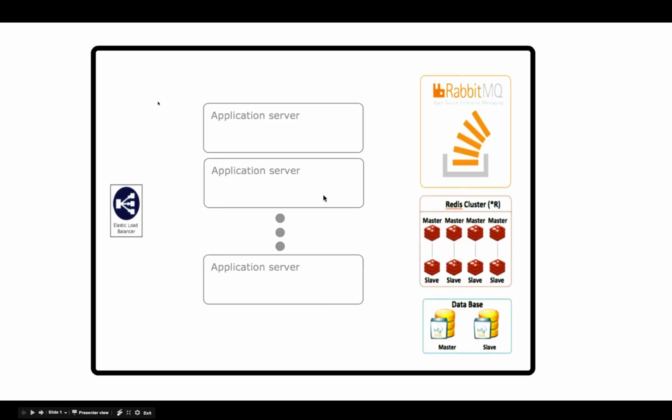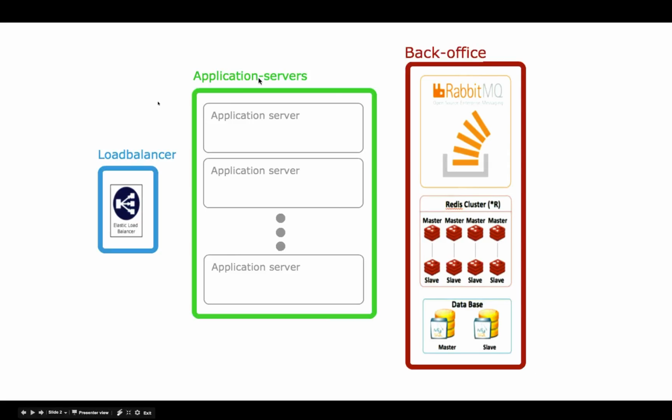The way that we've broken this down is into a load balancer security group, an application server security group, and a back office security group. The reason for that is we want the load balancer to be the single point of entry, the only security group that can be accessed from the public internet, and that will be our entry point into the application. Then it will communicate with our application servers, which will in turn communicate with the back office.